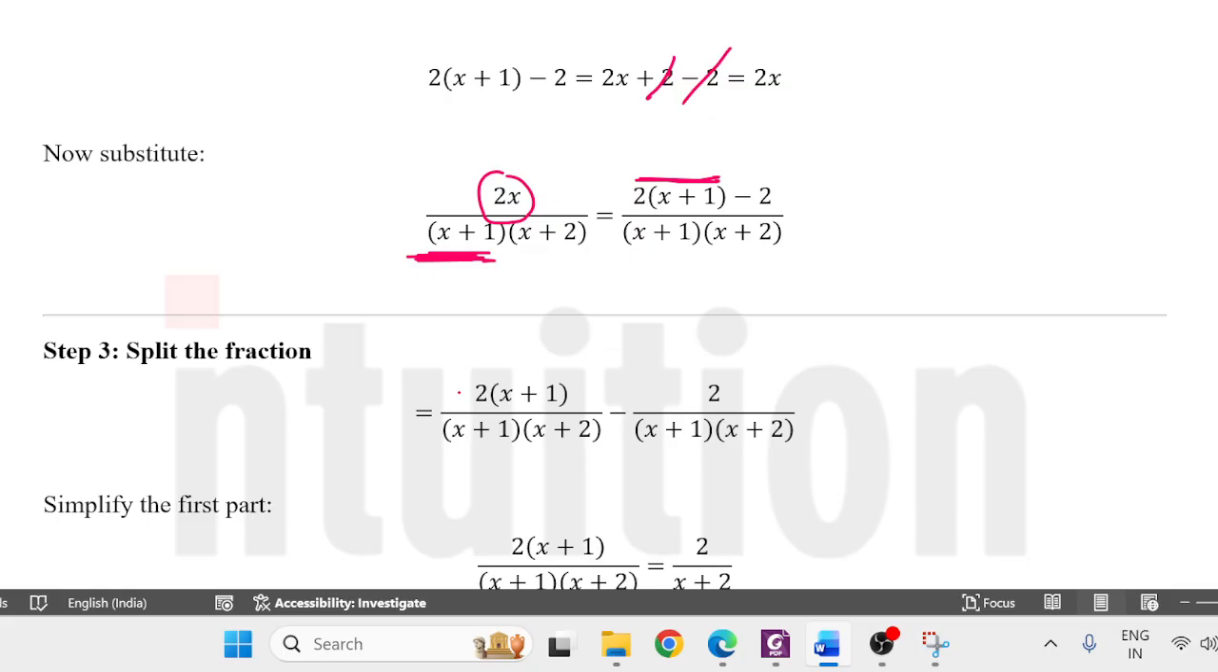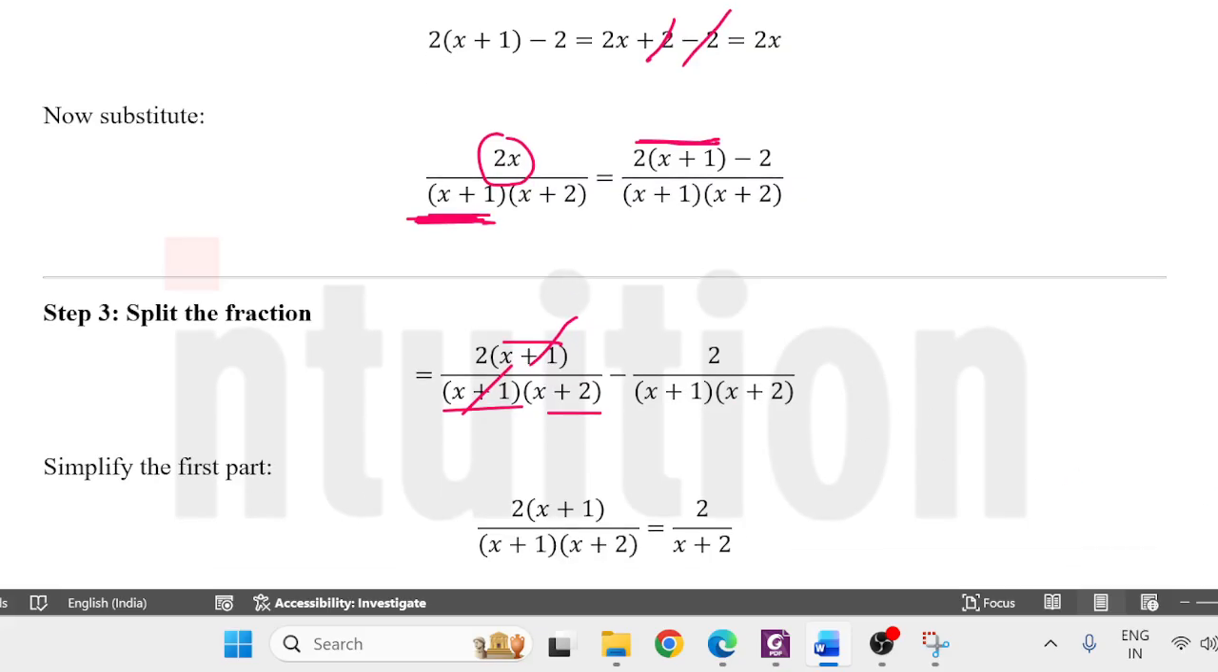Now we have to split the fraction. This is step 3. You can remember it stepwise so that you have a better way of solving the problem without using a formula. Now this is 2 times (x plus 1) divided by x plus 1 into x plus 2. So obviously this term and this term, this is the objective, so 2 times (x plus 1) gets cancelled.